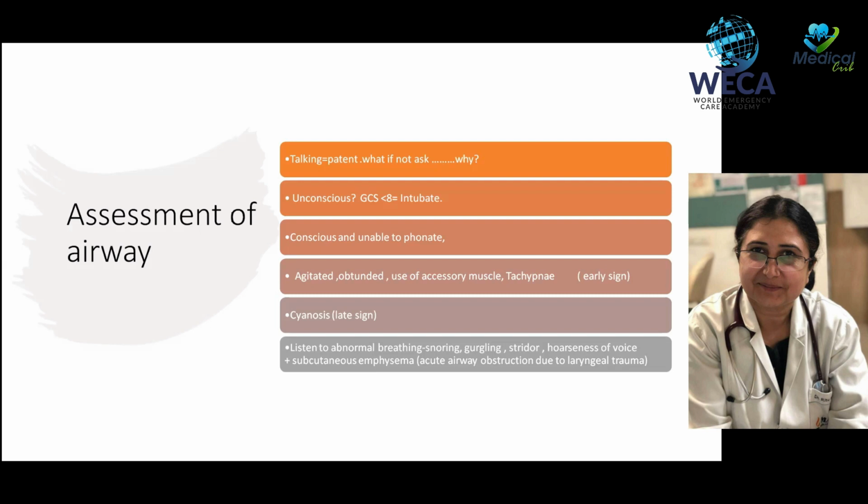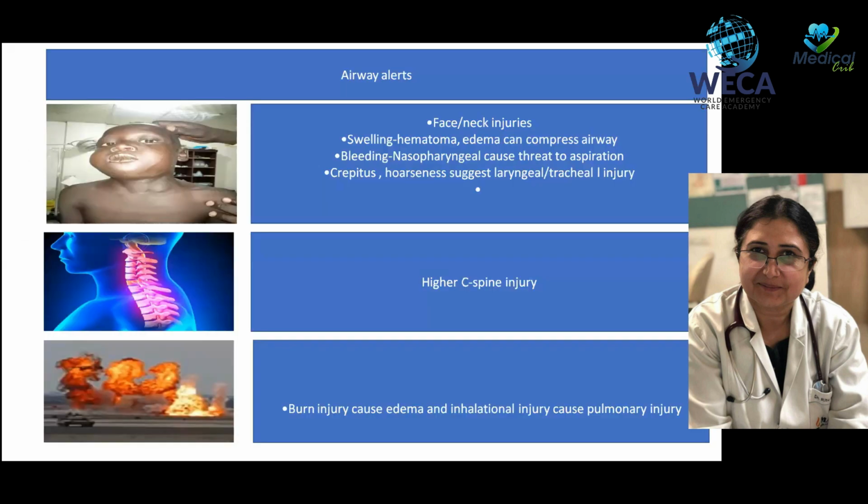Listen to the abnormal breathing like snoring, gurgling, stridor, hoarseness of voice, or subcutaneous emphysema. These are all signs of acute airway obstruction. Hoarseness of voice and subcutaneous emphysema are the signs of laryngeal trauma. Airway threats: if you see that your patient has injuries over the face and neck, there is swelling, hematoma, edema, because all these things can compress the airway and compromise it.